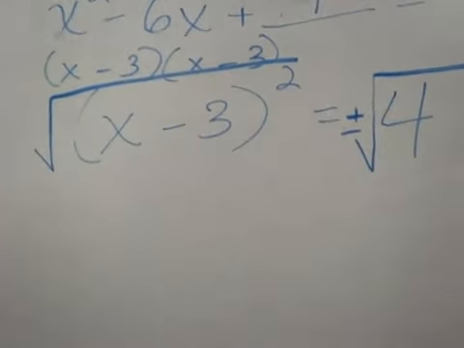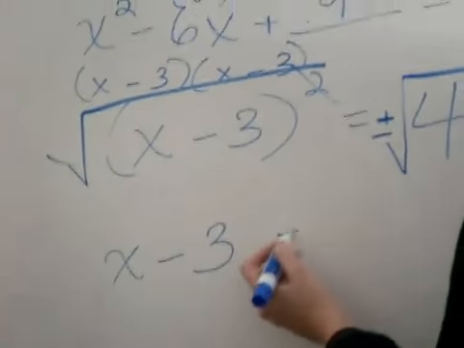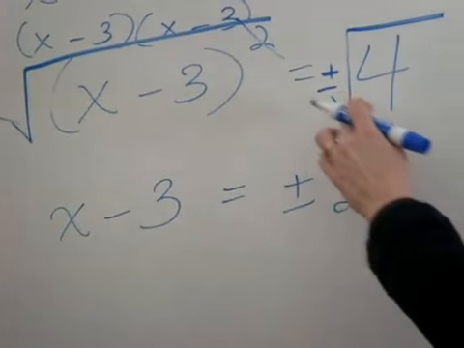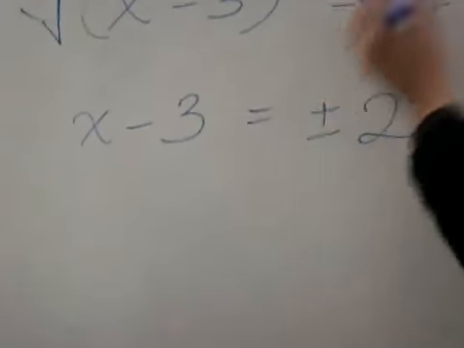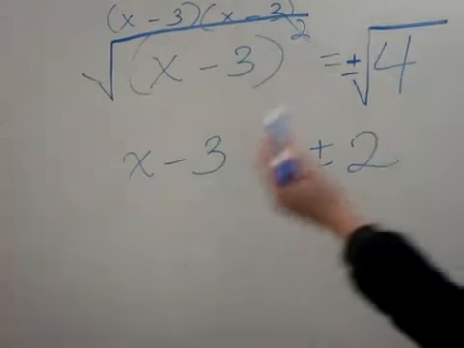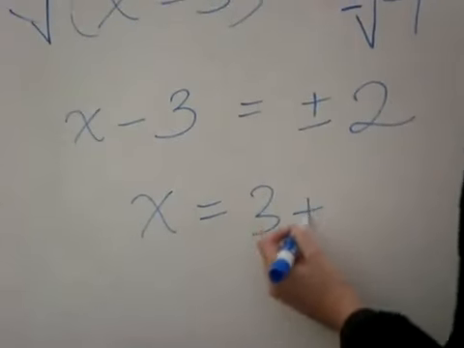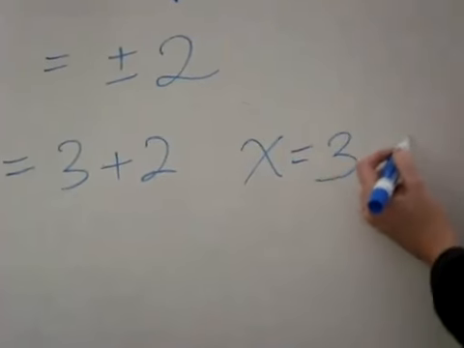This, though, just frees it so you get x minus 3. These cancel out. And this would be plus or minus 2. Because it's plus or minus the square root of 4, the square root of 4 is 2. We have a plus or minus because 2 squared is 4 and negative 2 squared is 4, so you're going to get 2 answers. Now we just add 3 to both sides, so we get x equals 3 plus 2, and we have x equals 3 minus 2.